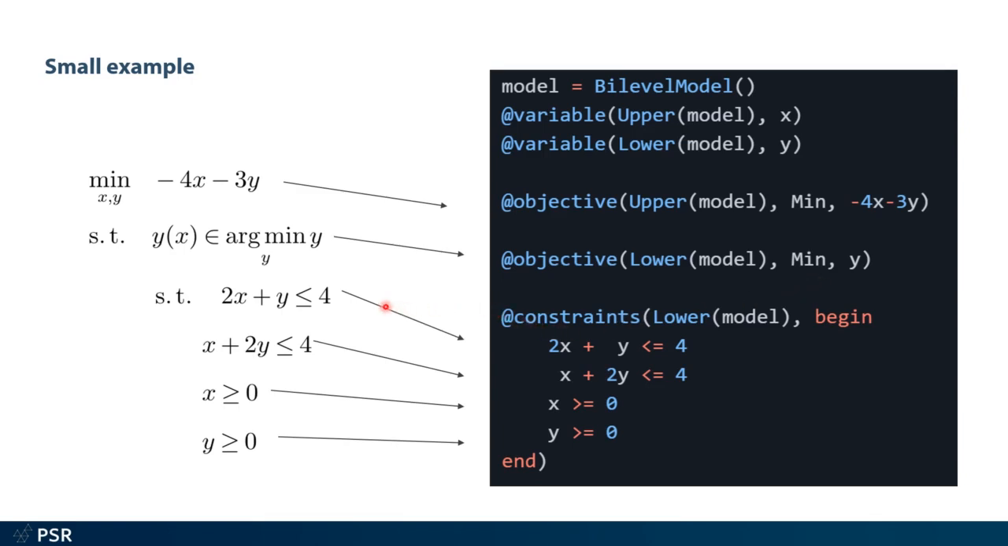Finally, we can add all of the constraints of the lower level program. In this case, these 4 constraints are being added all at the same time. We could even add even more constraints, as we will see in a future example.